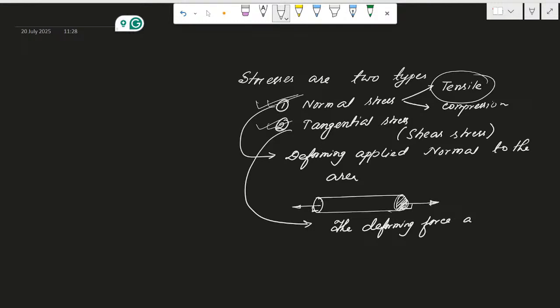Force applied tangentially. See what I told you about the shear stress. Shear stress is like this.